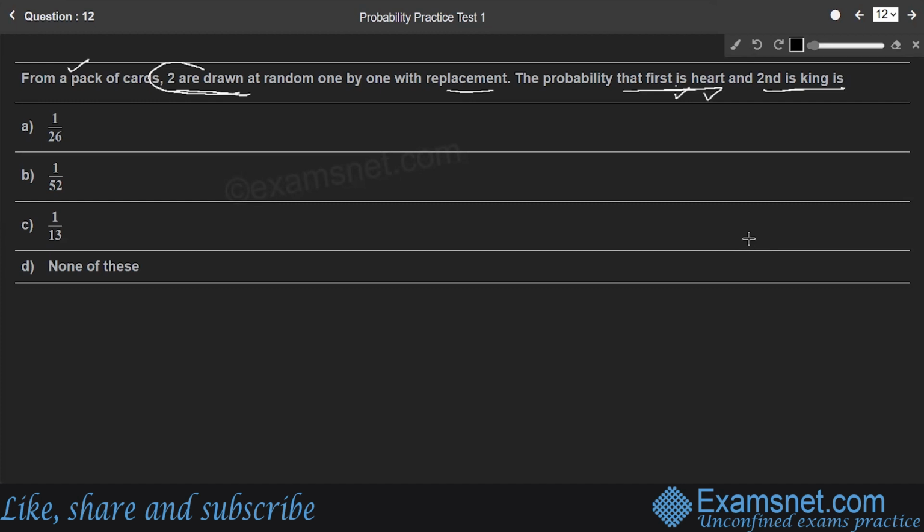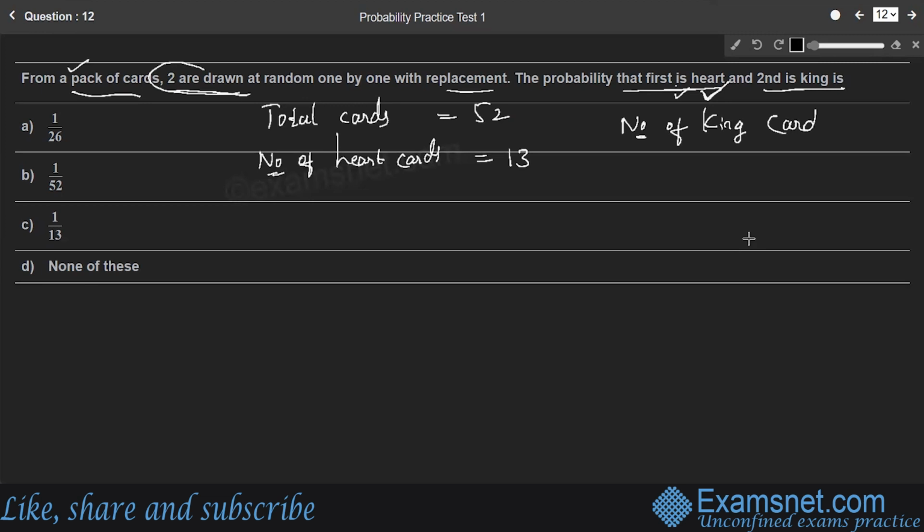So the number of heart cards in a pack of 52 cards. In a pack of cards, there are 52 cards in total. In that, the number of heart cards is 13. There are 13 heart cards. And the number of king cards is 4. There are 4 king cards in a pack of 52.